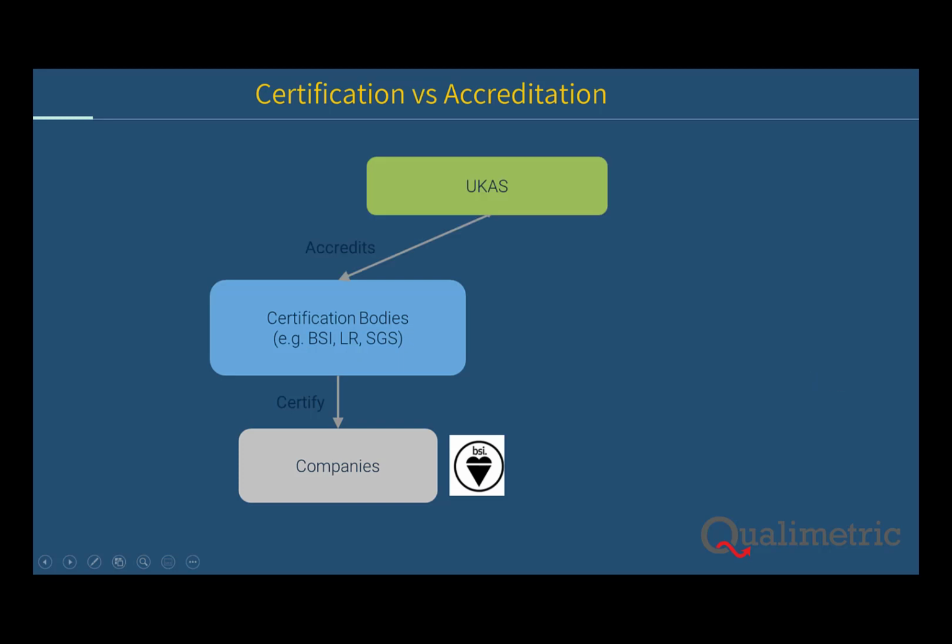So one of the roles of UKAS is to accredit certification bodies. So there's a bit of UKAS which goes out and they check to make sure that these people, BSI, Lloyd's, these people of the world are doing their job properly, which I'm sure they do.